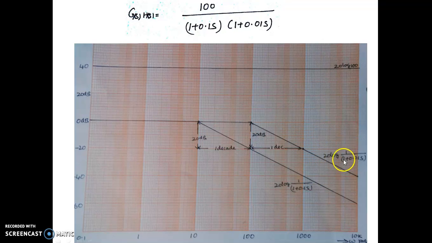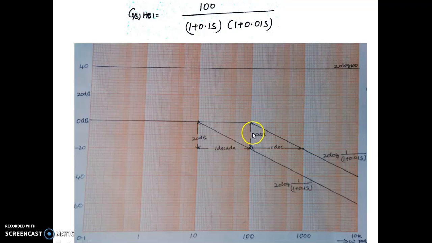I can say this is the representation of the third term, which is having a cutoff frequency at 100 radian per second. You can see now the contribution due to this term, that is 1 over 1 plus 0.01 s, is 0 dB till 100 radian per second. You can see this is 100 radian per second. So its contribution is 0 dB. Afterwards, its contribution is minus 20 dB per decade. So now we need to draw this line with a slope of minus 20 dB per decade.